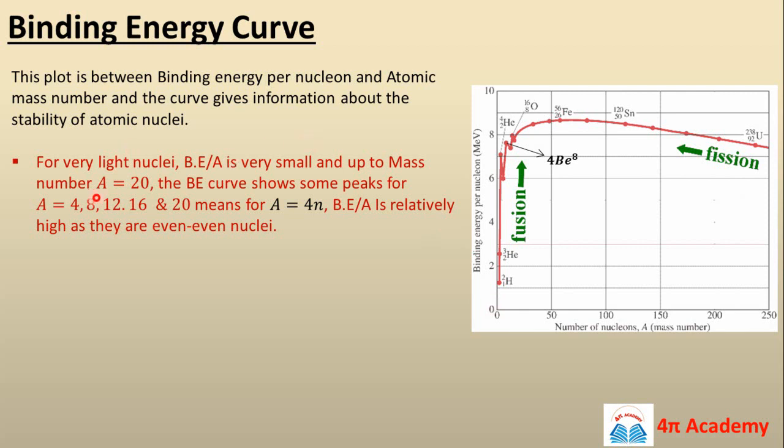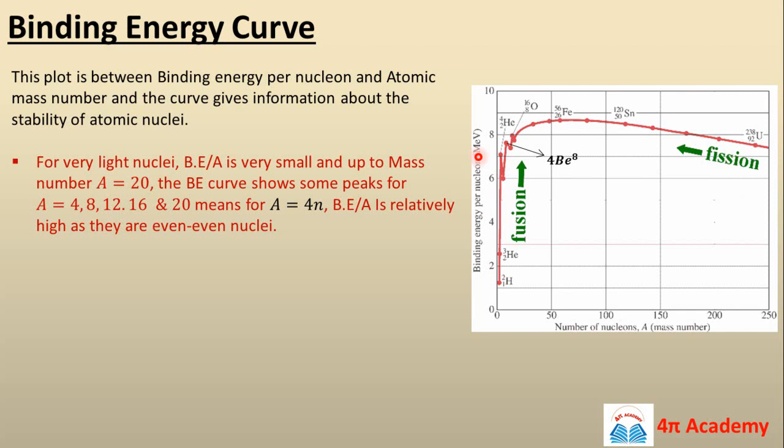So here you can see up to mass number 20, this binding energy curve shows that normally the binding energy per nucleon is very small, but for certain nuclei like this alpha particle 2He4, and this 4Be8, beryllium 8, and this peak corresponds to oxygen 16. So for particular nuclei we get certain peaks which show that binding energy per nucleon is very high.